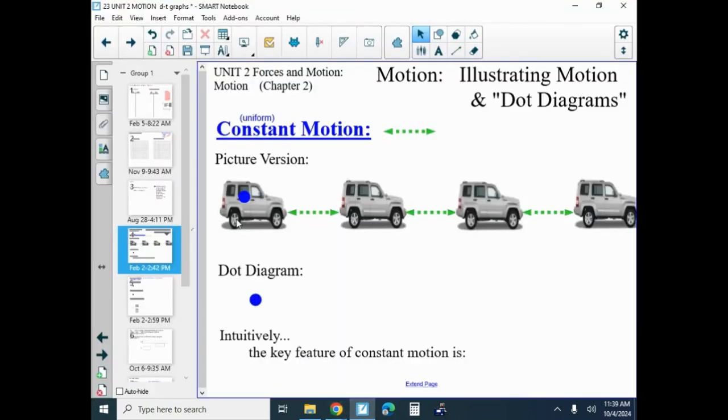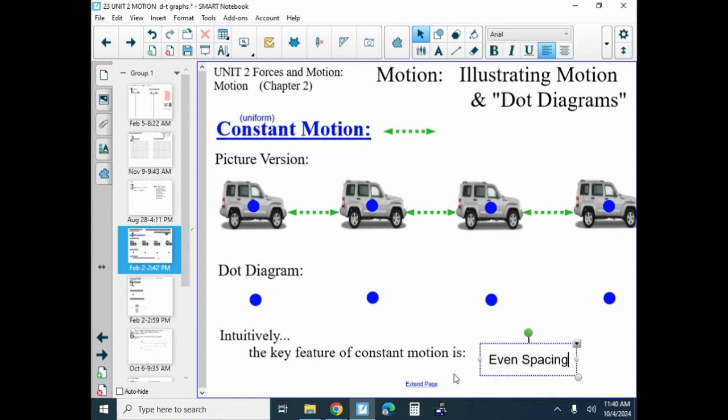The dot diagram version of things, one second. All right, here we go. Sorry. With the dot diagram, you think of that as the center of the Jeep. They actually call it in physics the center of mass, the balancing point, basically. But you picture those dot diagrams, the center of mass all the way along would be like that, right? And so the dot diagram is the same stuff. You get the dots just evenly spaced. Through the magic of the smartboard, there's your dot diagram for constant motion. The intuitive feature of constant motion is even spacing, right? Even spacing is what we're going for there.